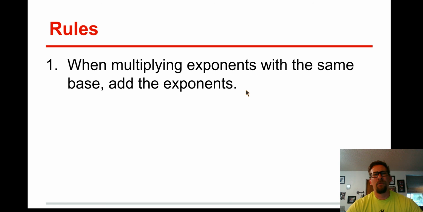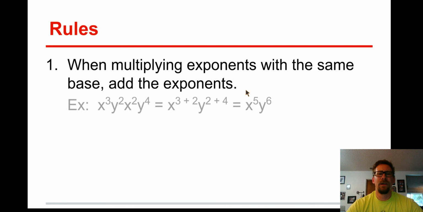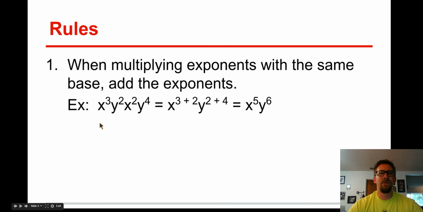Okay, now remember what I talked about. The base and the exponent are two different parts. So an example of this: x to the third, y to the second, x to the second, y to the fourth. I have two x bases, one with a 3 and one with a 2, so it becomes x to the third plus 2. I have two y bases, y squared, and y to the fourth becomes y to the second plus 4, x to the fifth, y to the sixth. So this is our rule. When the bases are the same and there's multiplication, you simply add the exponents to get your final answer.